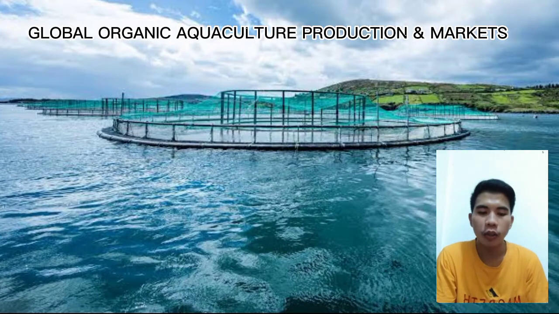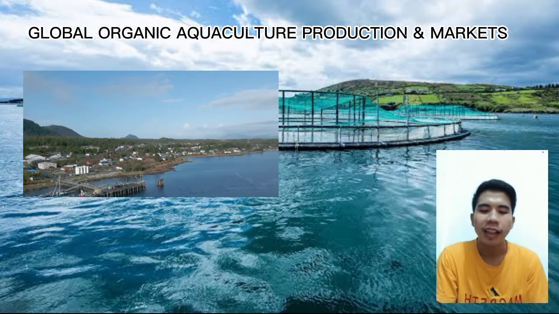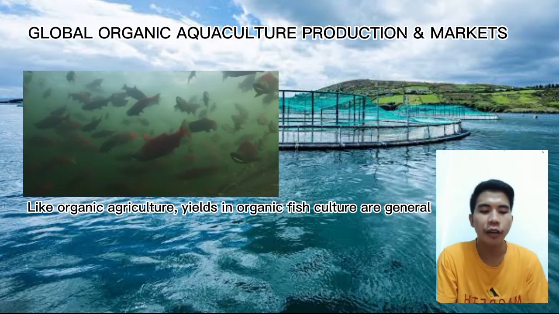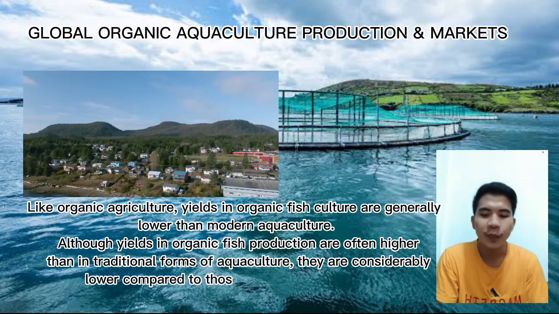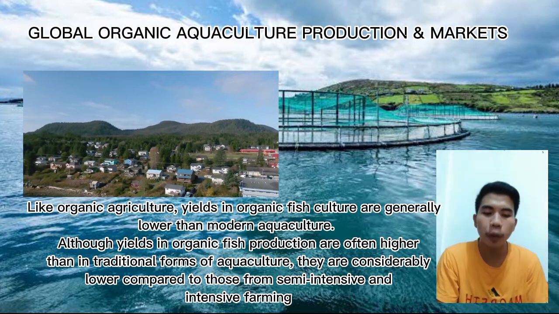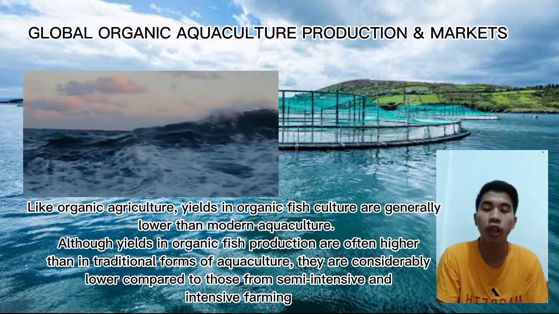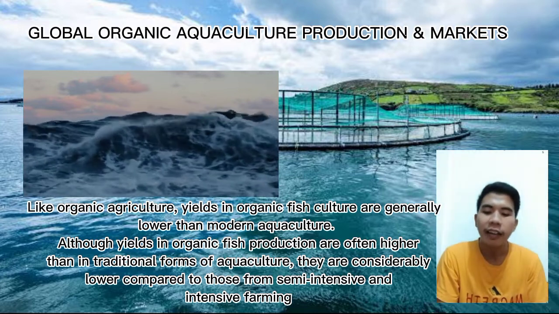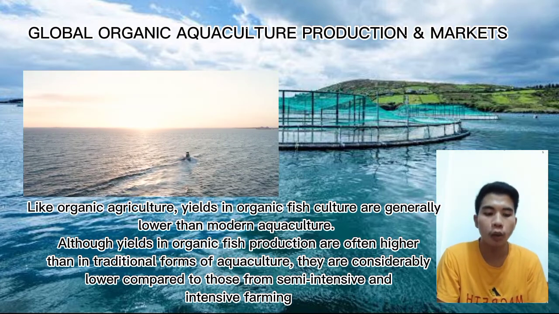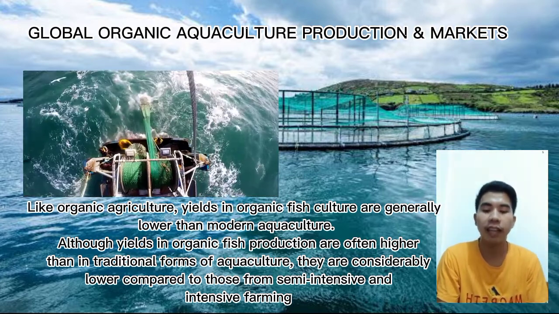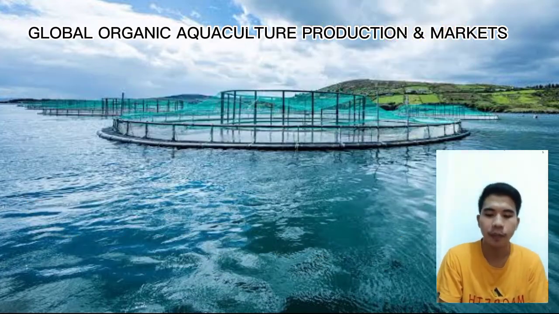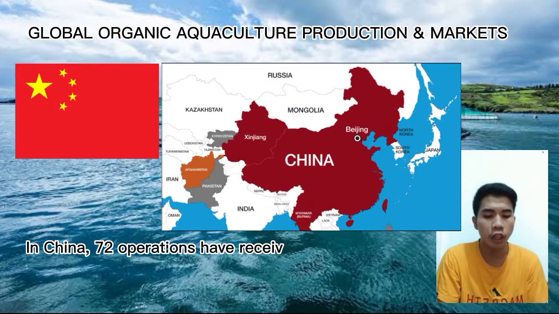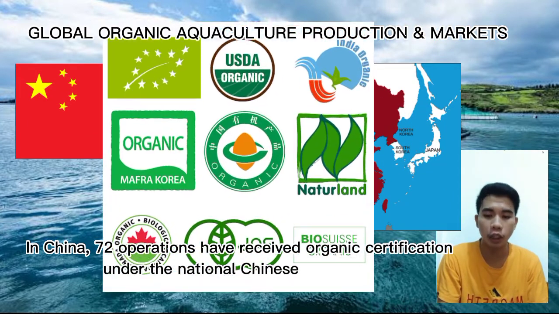Global organic aquaculture production and markets. Like organic agriculture, yields in organic fish culture are generally lower than modern aquaculture. Although yields in organic fish production are often higher than in traditional forms of aquaculture, they are considerably lower compared to those from semi-intensive and intensive farming. Most of the operations are located in Europe. In China, 72 operations have received organic certifications under the national Chinese regulations.